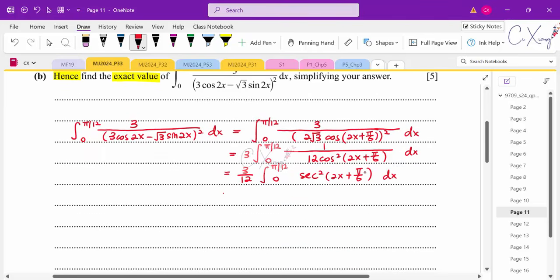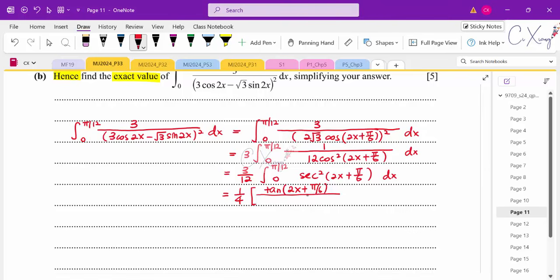Okay, so simplify the constant outside. Start with the integration. Integrate secant square, you will be having tangent. Differentiate tangent get secant square, right? So integrate secant square, you have tangent. Then divided by, you have to differentiate the thing inside the bracket. Differentiate 2x, you get a 2. So pi over 6 is a constant, differentiate you get a 0. So differentiate 2x, you get a 2, therefore you need to divide it by 2. Then you'll be having pi over 12 and also 0.